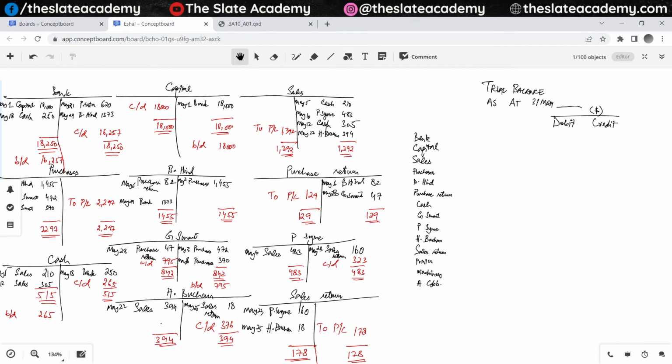How much? 16,257. ठीक है जी. For capital, the carried down was on the debit side, so it will appear on the credit side over here. How much? 18,000. After capital, what do I have? Sales. Instead of carried down, I've got 2PL. 2PL also is on the debit side, so this amount will appear on the credit side in trial balance, 1392.